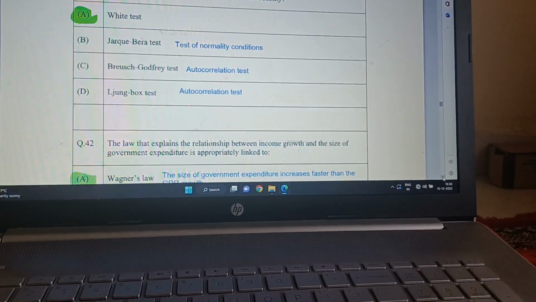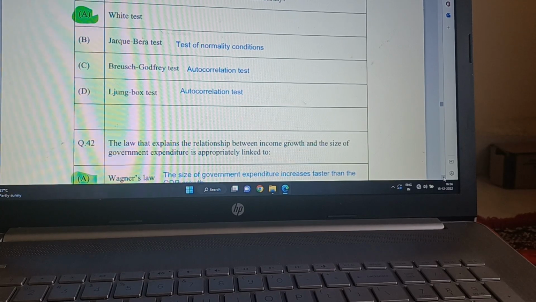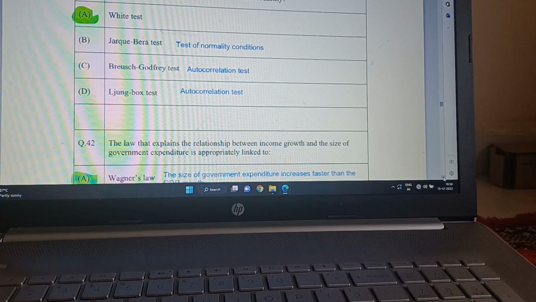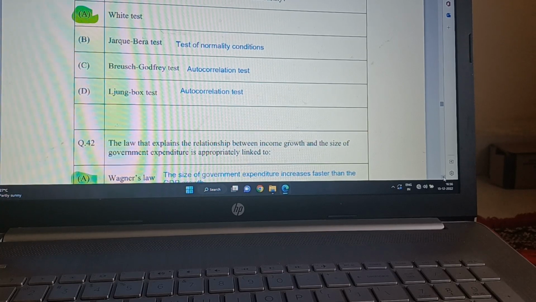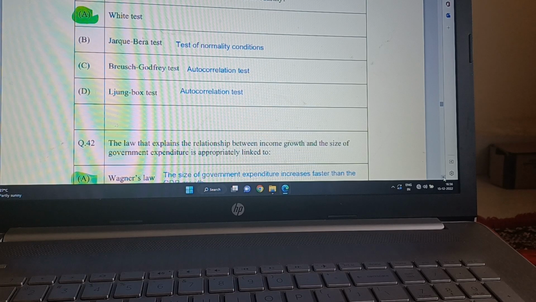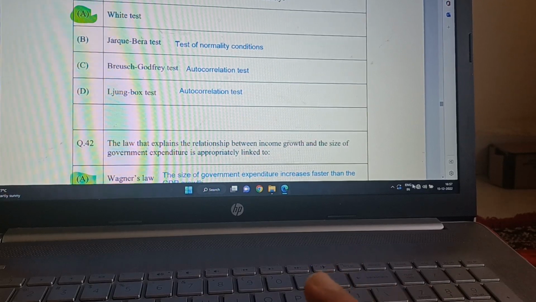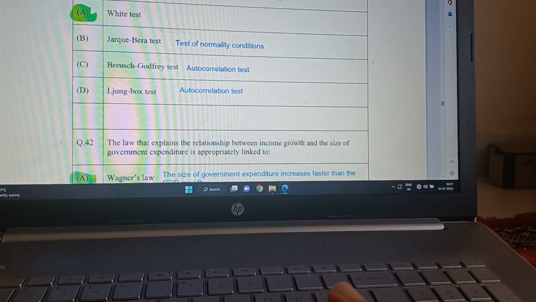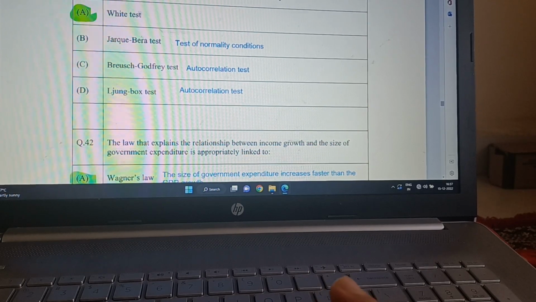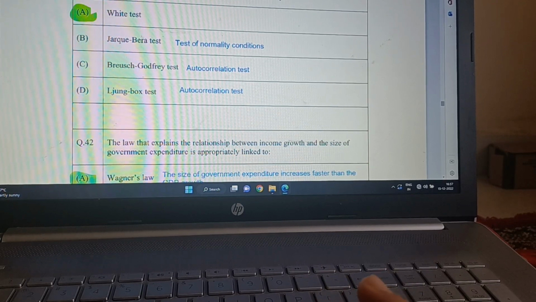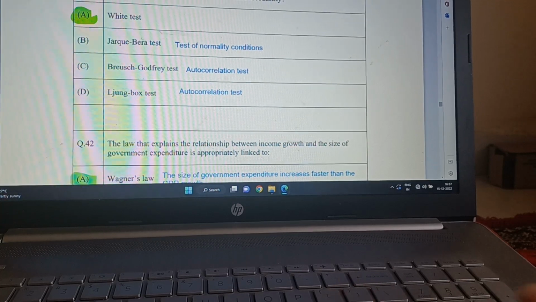Next question is, which one of the following is a test of heteroscedasticity? So this is an econometrics question, and heteroscedasticity means that the variance of the dependent variable changes as it increases in size. So the variance is not constant. If it is constant, then it becomes homoscedasticity, and the test for that is the White test. Another test is the Breusch-Pagan test. So the White test and the Breusch-Pagan test are the two tests which test heteroscedasticity.